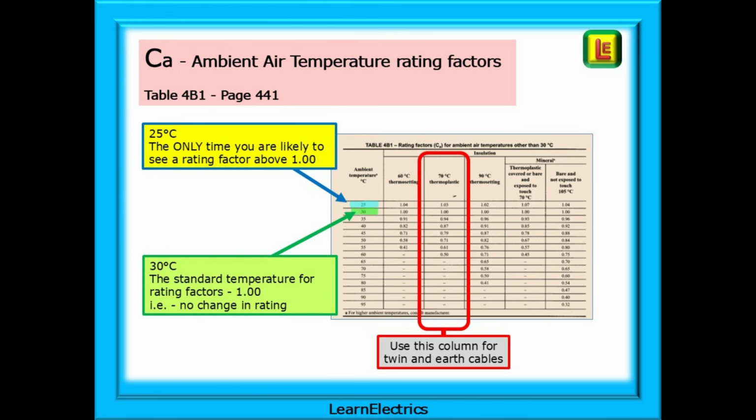And secondly, an ambient temperature of 25 degrees has a rating of greater than 1. It makes the cable size, or CSA, smaller. And this is the only time that this happens. All other rating factors will make the cable size choice bigger.